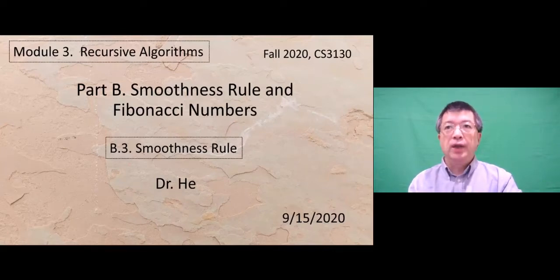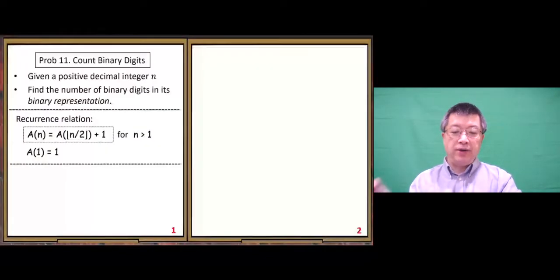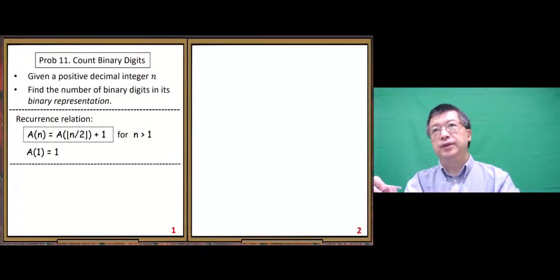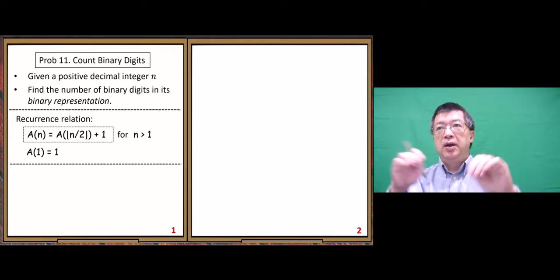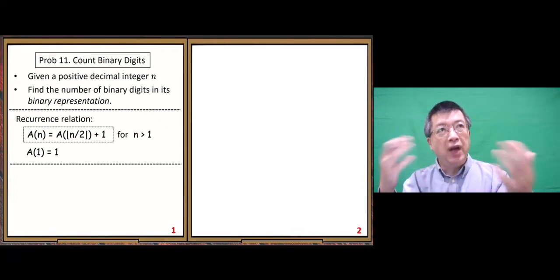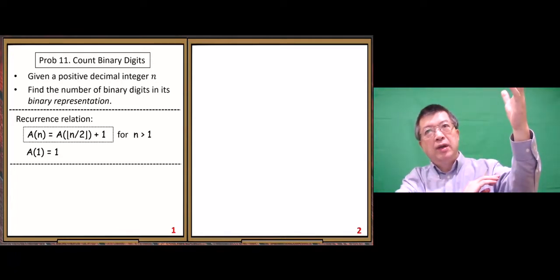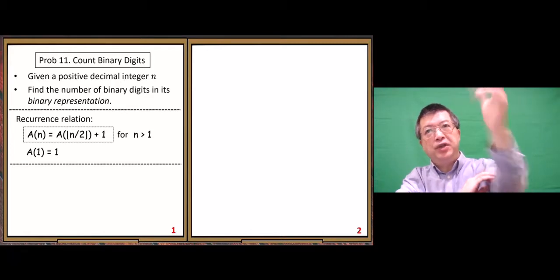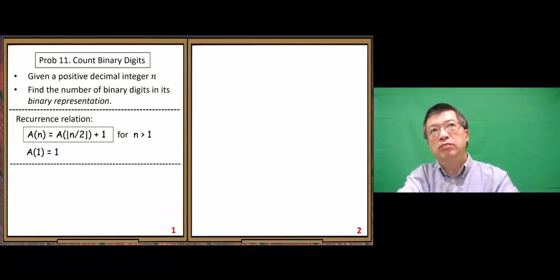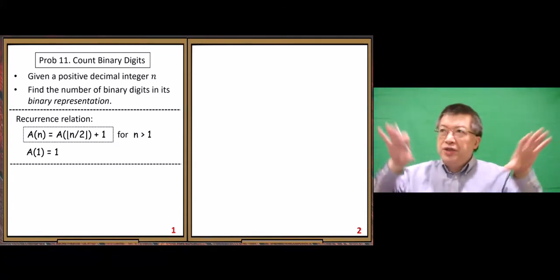Part B.3, Smoothness Rule. All right, so this part is very theoretical, very abstract, not very easy to understand. But first, let me explain why I need to talk about this topic. We derived the formula from the example count binary digits. We solved that problem.